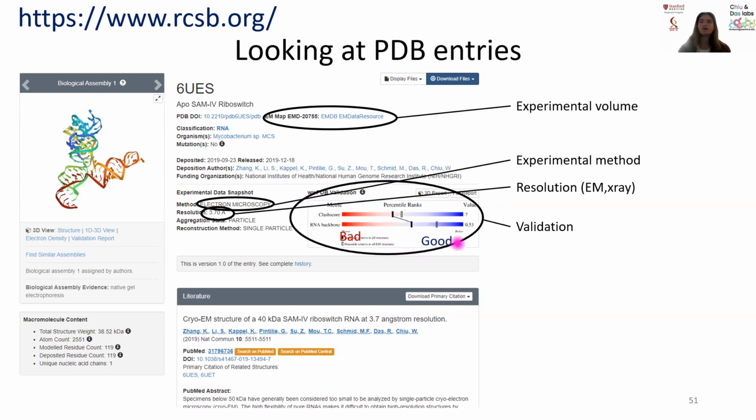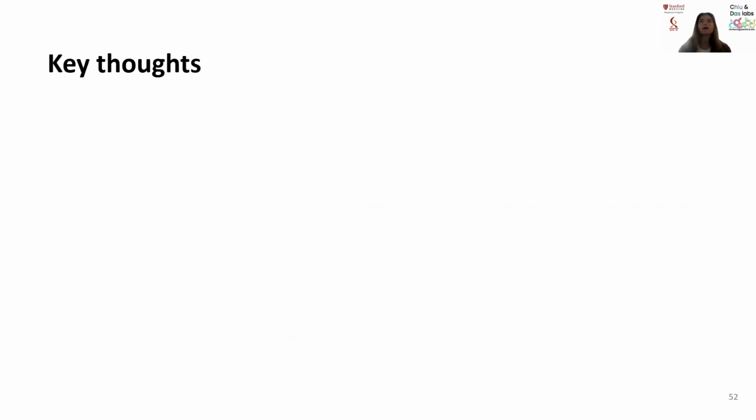Validation metrics, so blue is good, red is bad. This is percentile, right? So if it's 50th percentile, it's kind of average. So this tells us how good the RNA structure is, how physically realistic it is. And then the paper is always also cited at the bottom if you're curious to go back to learn some knowledge about the RNA that you're looking at.